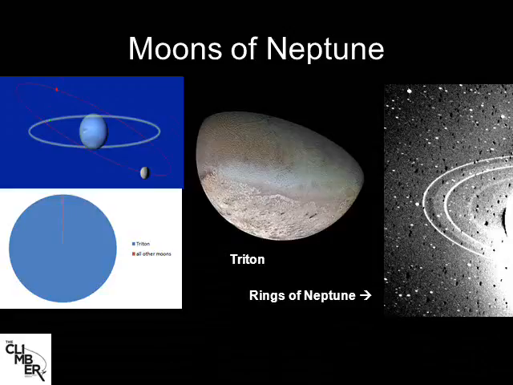Apart from Triton and the other moons, Neptune also has a very thin ring system, though it's much more like arcs than rings. These rings tend to clump together in some places, creating arcs of concentration rather than being continuous rings throughout.